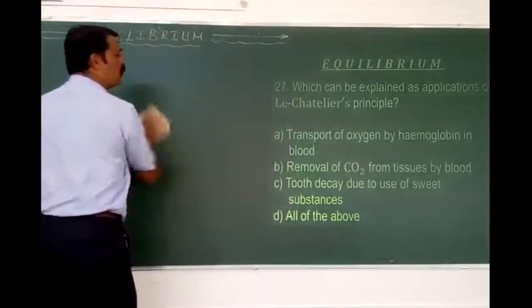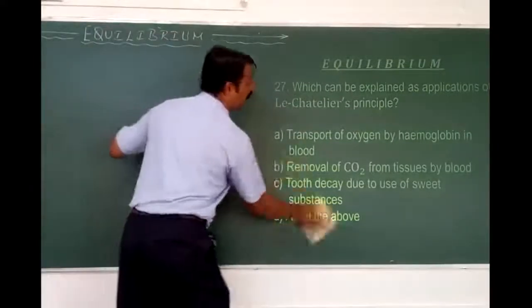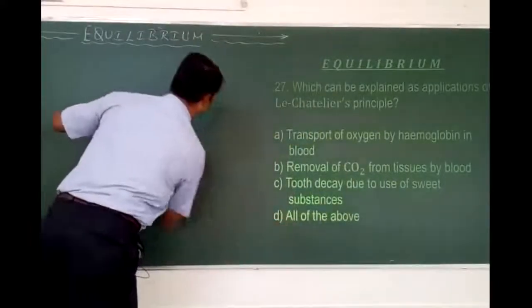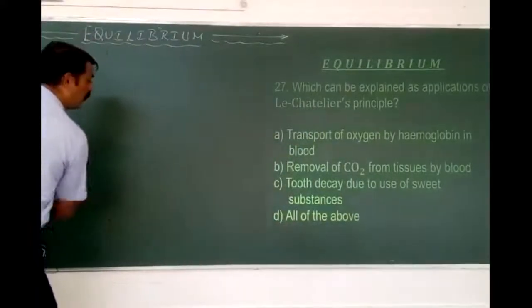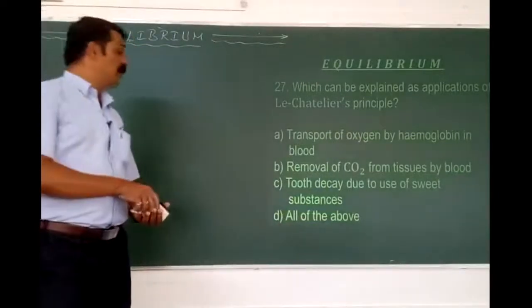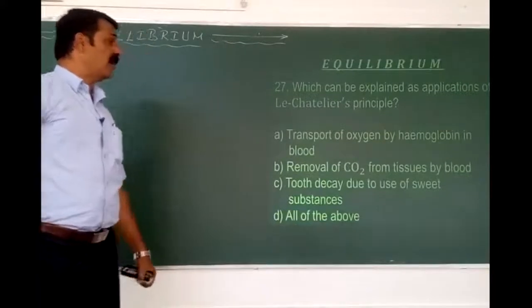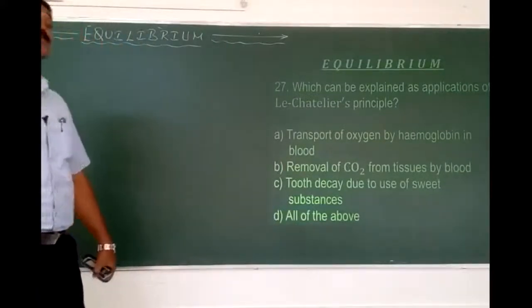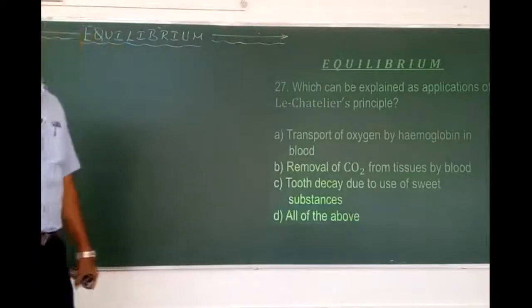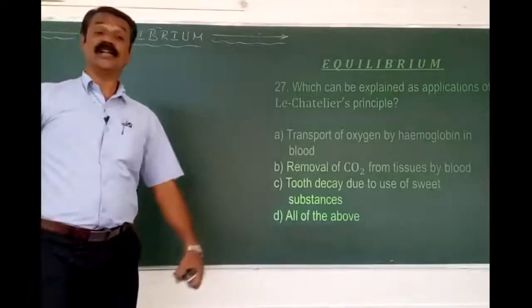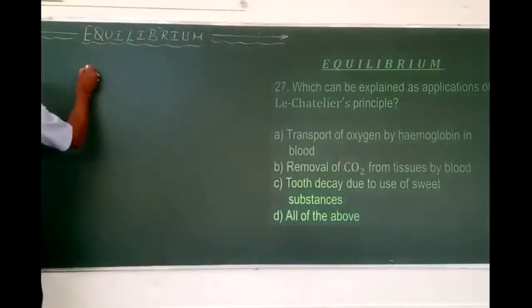Which can be explained as applications of Le-Chatelier's principle? The transportation of oxygen by hemoglobin in the blood, removal of carbon dioxide from the tissues by the blood, tooth decay due to the use of sweet substances, all of this. So all these are the very best examples related to Le-Chatelier's principle.